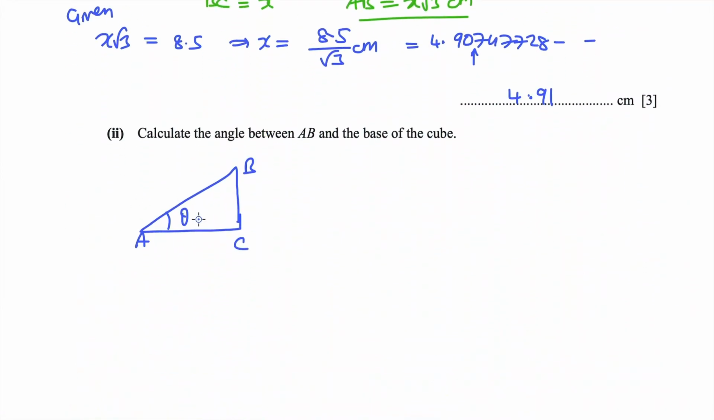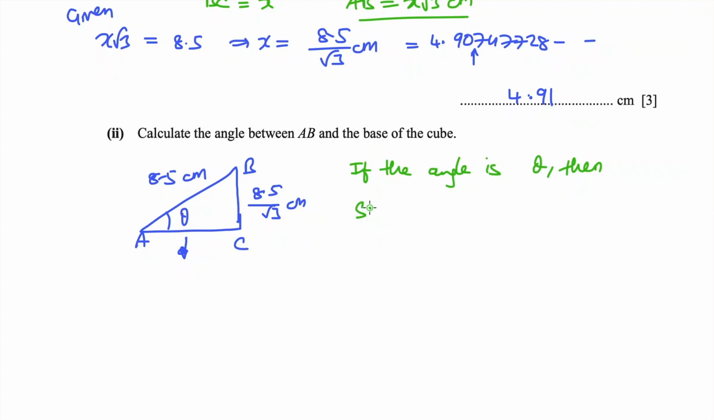Okay. So now let us calculate this. So we know this value is 8.5 centimeters and we know this value is 8.5 by root 3 centimeters. So if the angle is theta, then what can I say? Then sine theta is equal to opposite by hypotenuse, which is equal to 8.5 divided by root 3 divided by 8.5, which is equal to 1 by root 3.